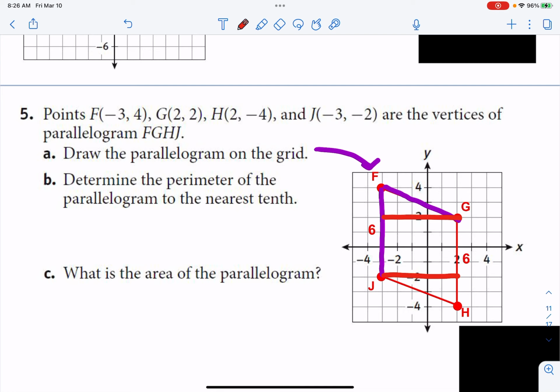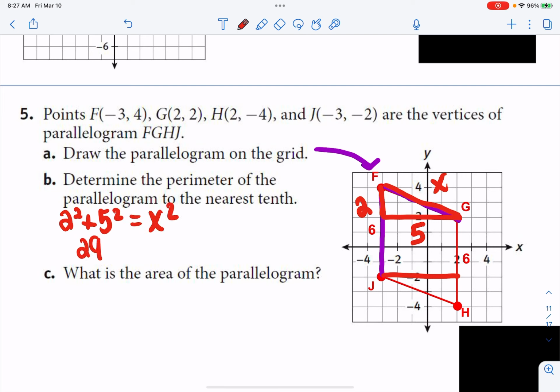Now, looking at what I have, I can find the length of that red part just by counting across. It's 1, 2, 3, 4, 5 steps across. And then this is 2 steps up, and I can find the length of this by using the Pythagorean theorem. So it's going to be 2 squared plus 5 squared equals x squared. And so you're going to get 29 equals x squared.